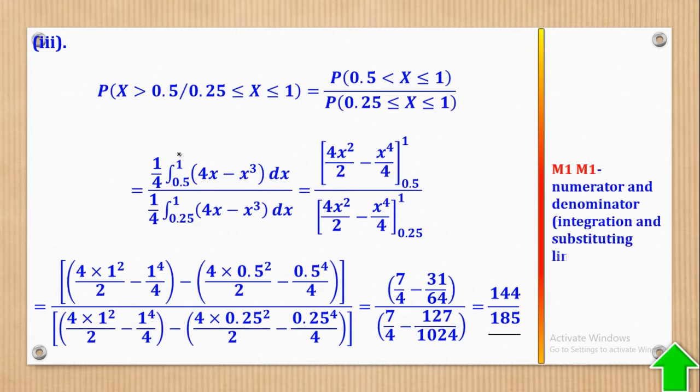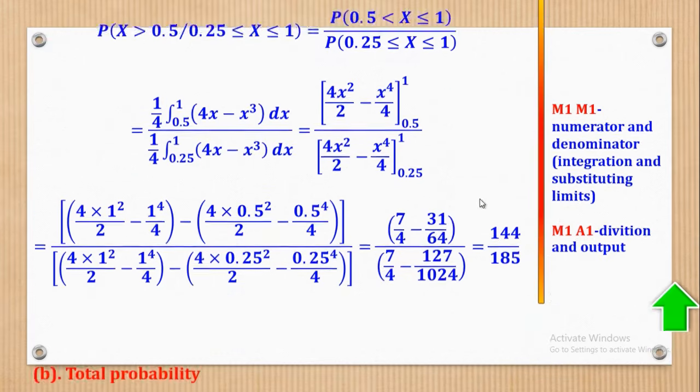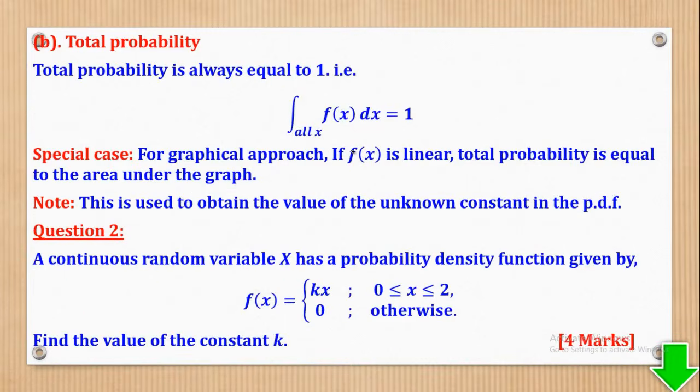Now let's see how marks can be awarded. So this M1 is for this numerator, M1 is for this denominator, M1 for the division, A1 for the output. So that is individual probabilities. Hope you have mastered that part of individual probabilities. Now we shall go to part B, which talks about total probabilities.